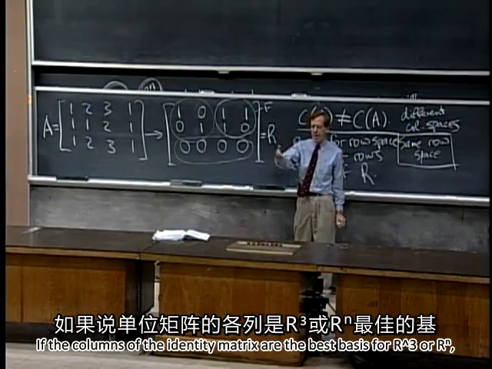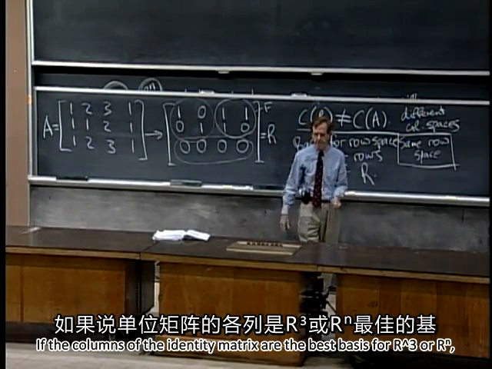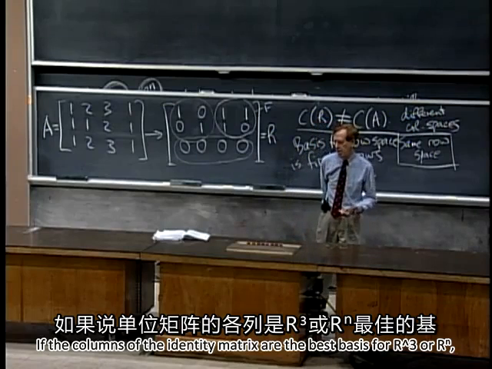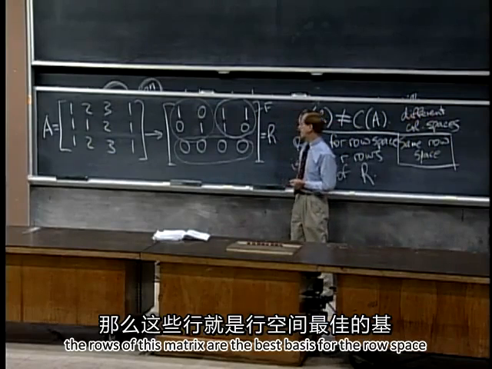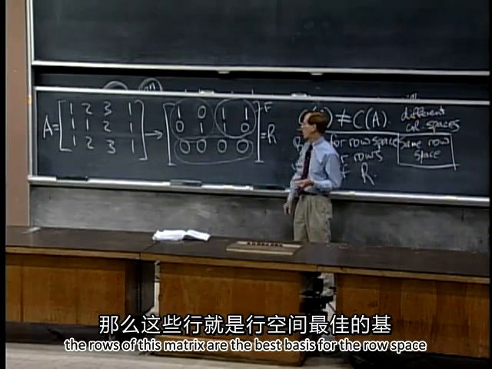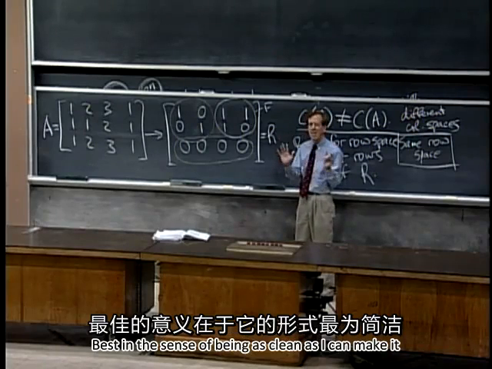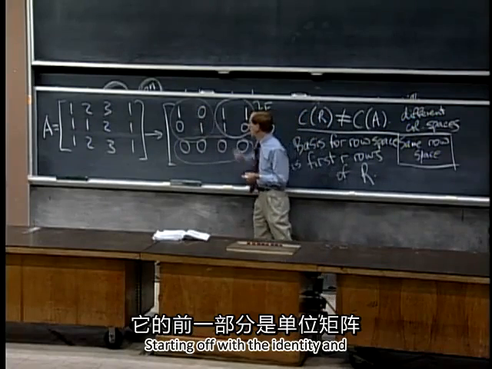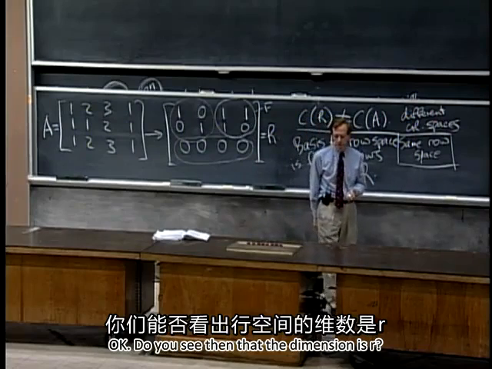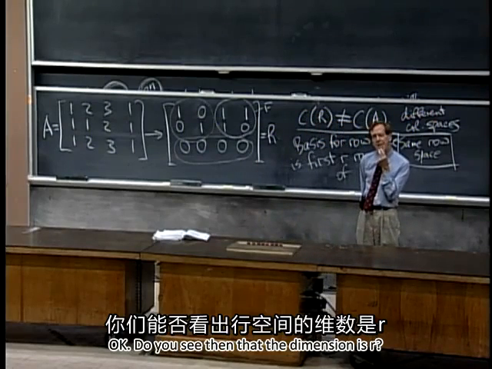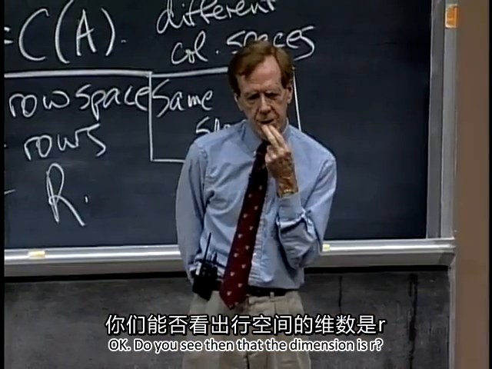If the columns of the identity matrix are the best basis for R3 or Rn, the rows of this matrix are the best basis for the row space. Best in the sense of being as clean as I can make it. Starting off with the identity and then finishing up with whatever has to be in there. Okay. Do you see then that the dimension is r?